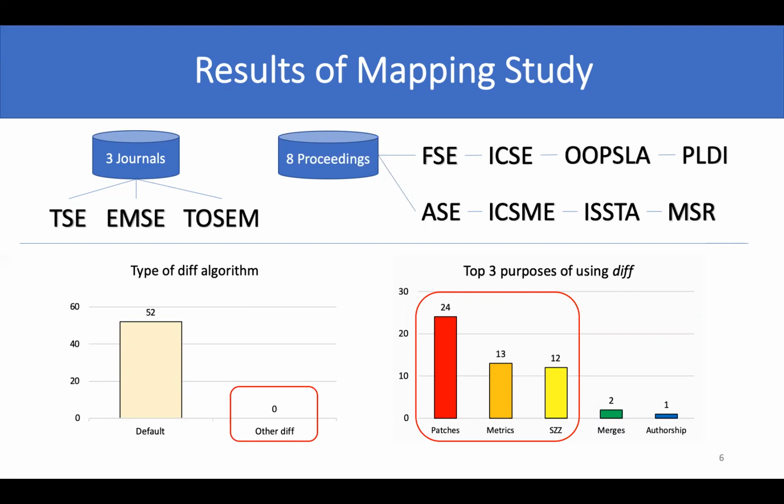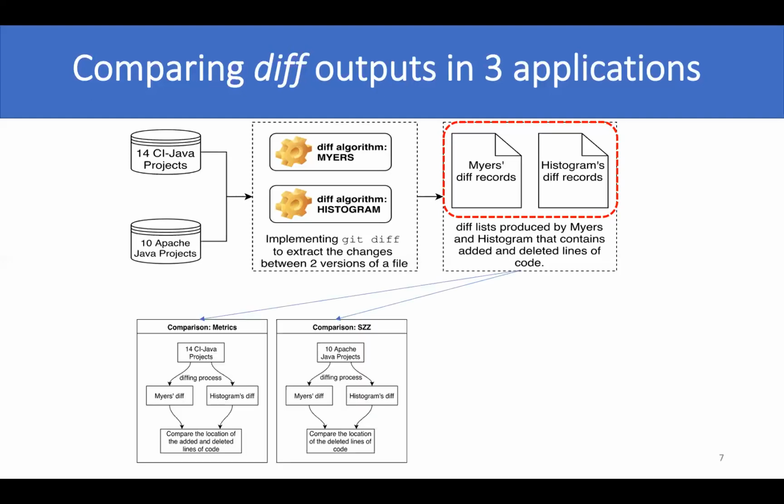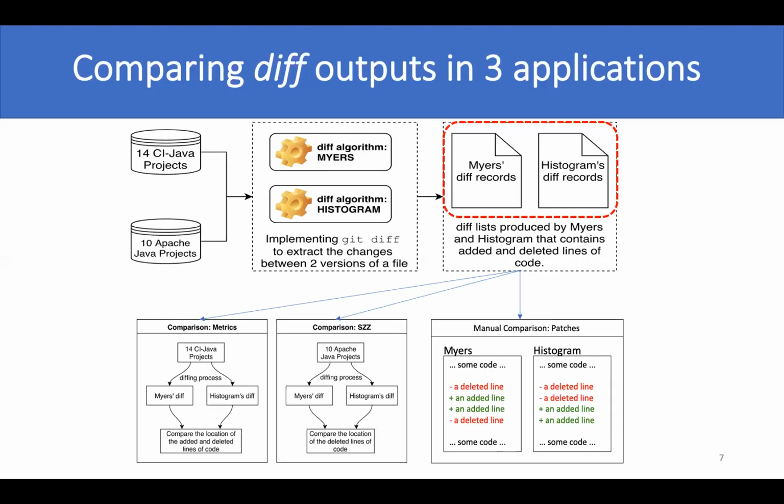Based on these top 3 popular usages of the git diff in previous studies, we conducted an empirical analysis to compare the diff outputs generated by 2 popular diff algorithms, that is, Myers and histogram. We applied the 2 algorithms in 3 applications, collecting metrics and identifying bug introducing changes using SZZ algorithm, and manual comparison on patches.